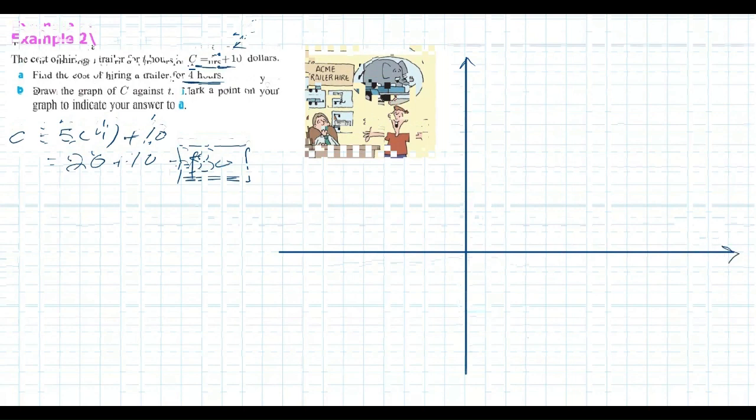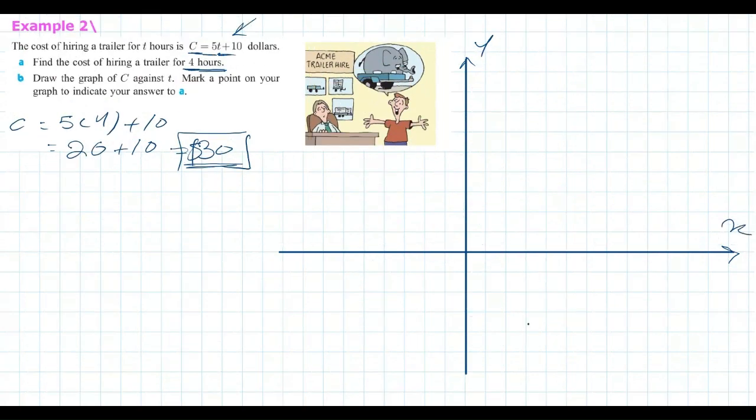Easy peasy. Then this is y and this is x. I'll take steps of 5, then 5 and 10 and 15, and here the same, 5 and 10 and 15 and so on. Notice that T stands for x and C is related to y, then when T equals 4, the result should be 30. Notice this point.